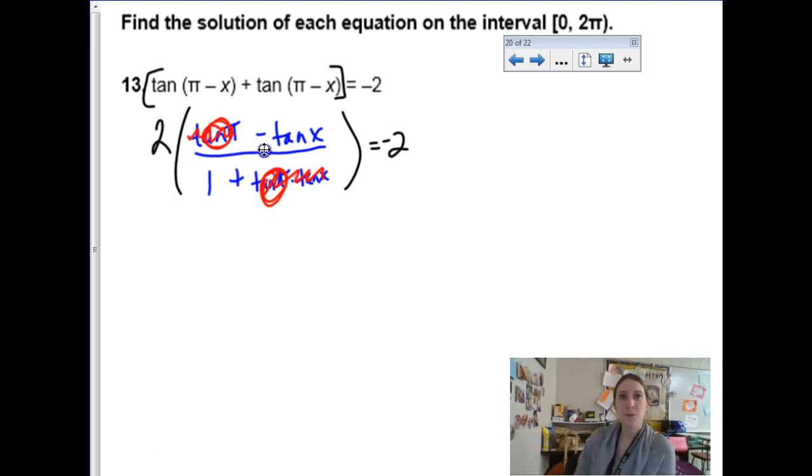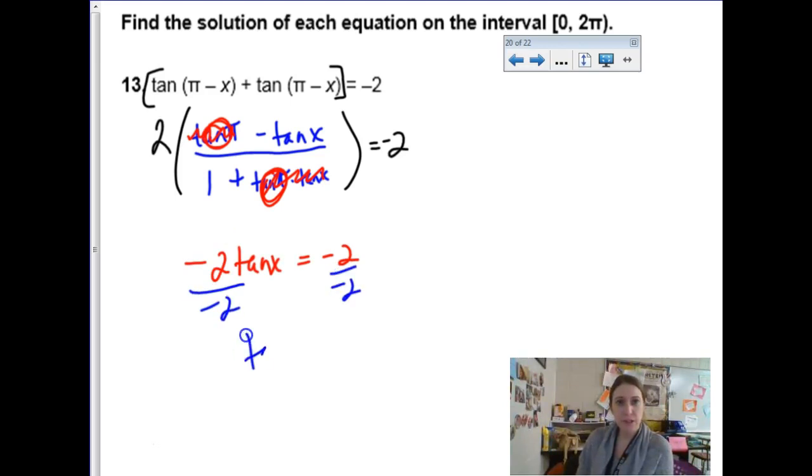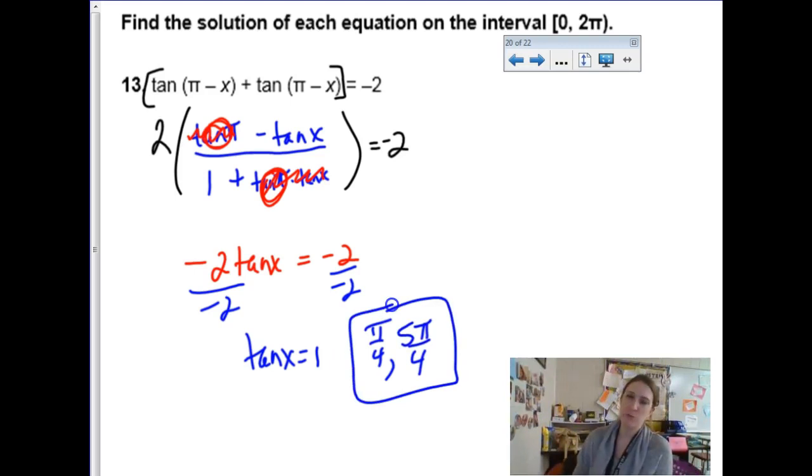How boring. Alright, so we have -2 times the tangent over 1. I think we just have -2 tangent equals -2. Guys, this is a really easy question all of a sudden. I want to know when tangent's 1. Well, 2 places. Pi over 4, of course, and then the other place where tangent's positive is quadrant 3, so that would be the 5 pi over 4. Did I get them all? Yeah. Alright.